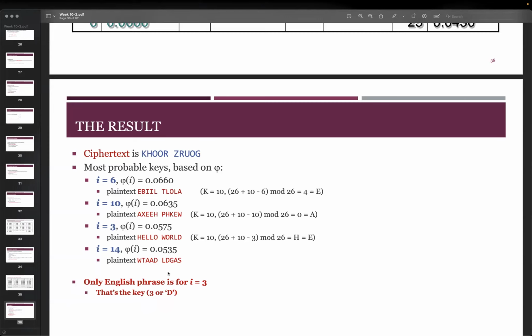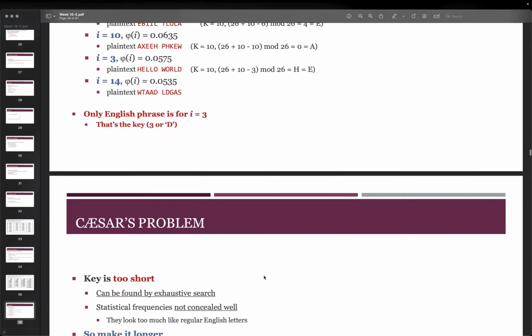So we know there is only one English phrase we can read, which has some meaning. So it will be 3. So we can say the key is 3. Okay, so here's the way we can use the frequency and n-gram.